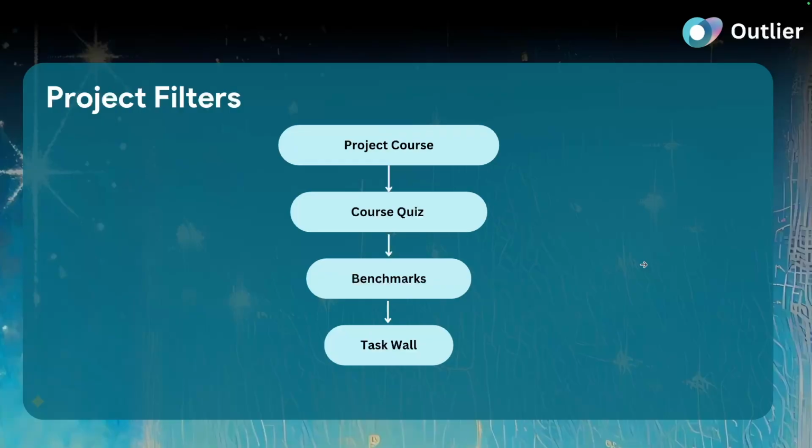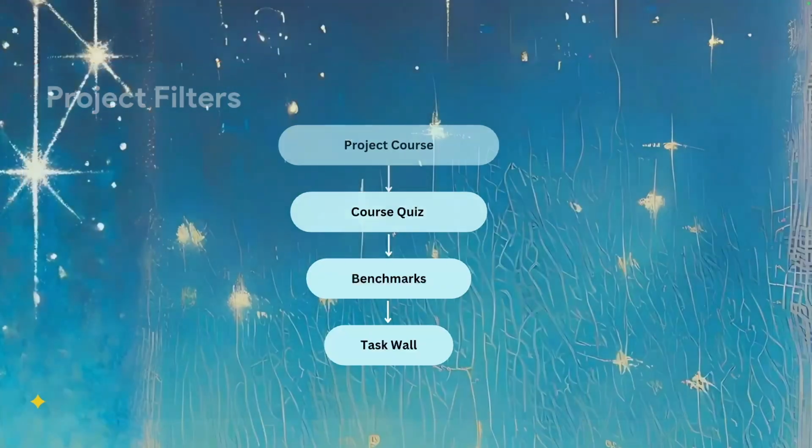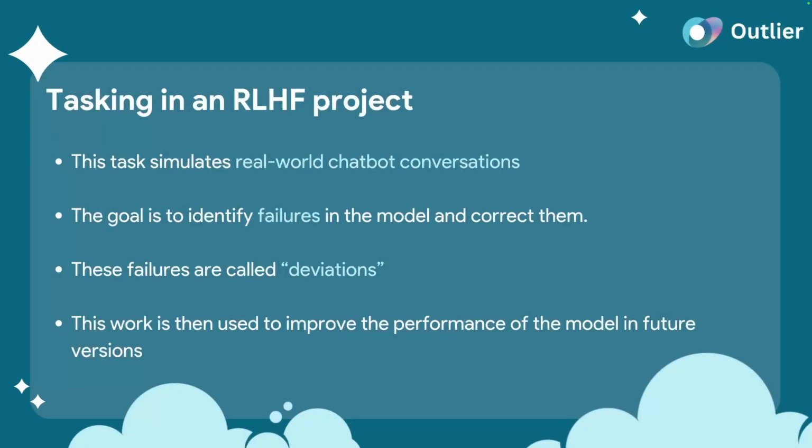Now, let us look into what tasking looks like in an RLHF project. In an RLHF project, you basically have to simulate real world chatbot conversations with the model. Your goal is to identify failures in the model's response. These failures are also called deviations. It can also be referred to as stumping the model or finding gaps in the model's knowledge. Finding failures or gaps in the model's knowledge is really critical to tasking in an RLHF project.